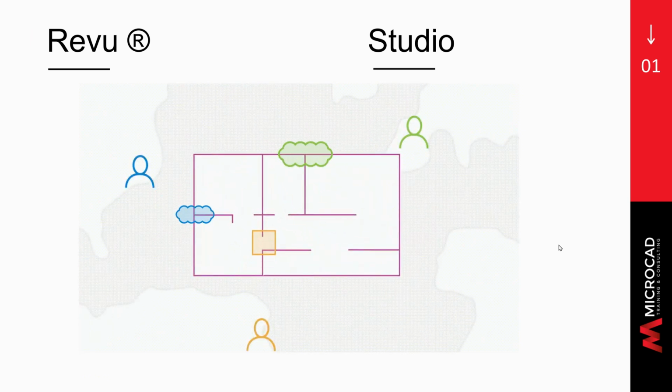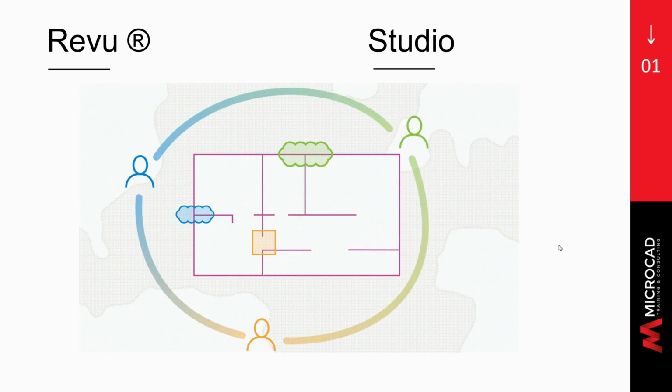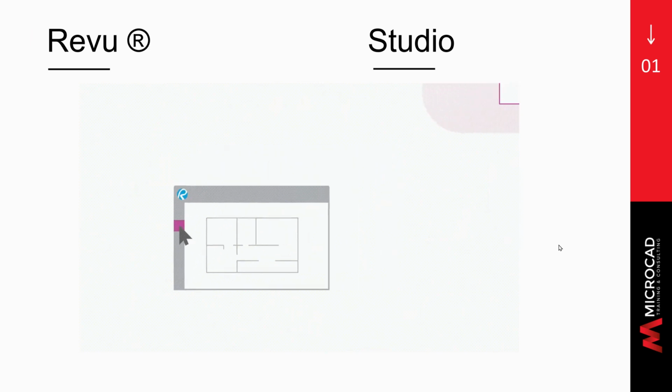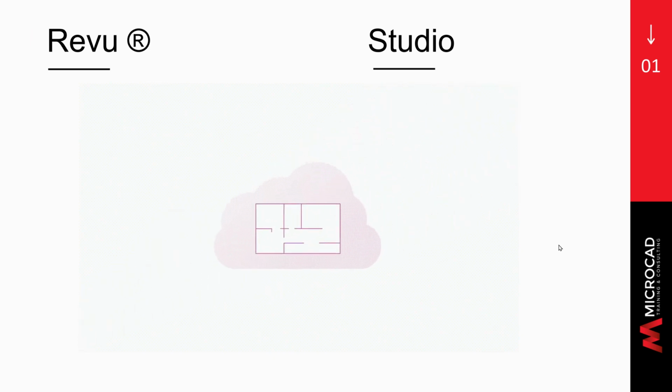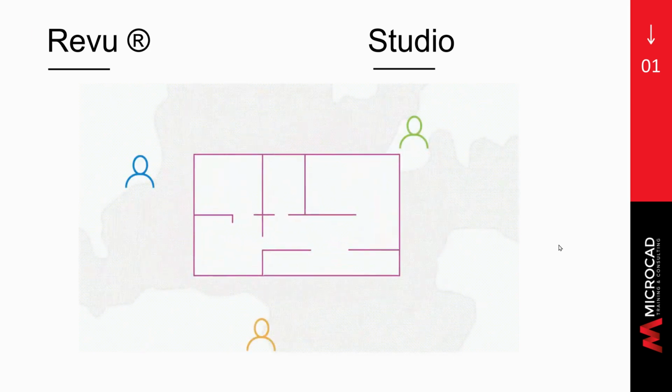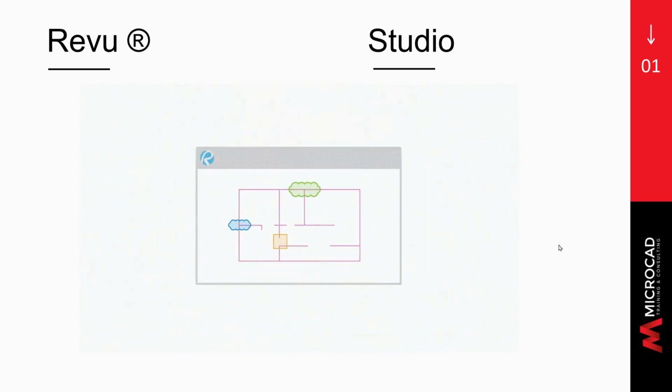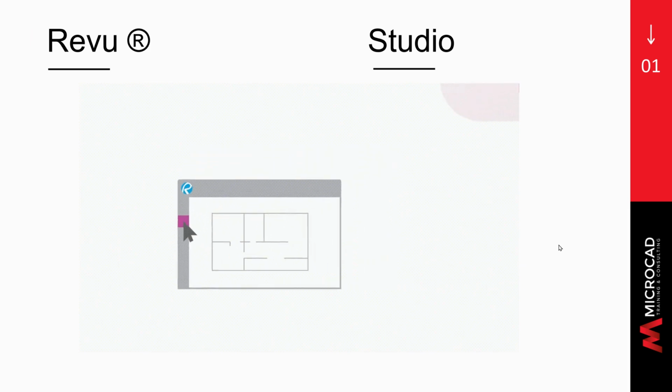With Studio, we are going to be able to do some document management. We are going to be able to collaborate online with users in real time. We are going to be able to store and secure our files in the cloud. And well, you know that PDF is the way to go when it comes to document sharing, right?